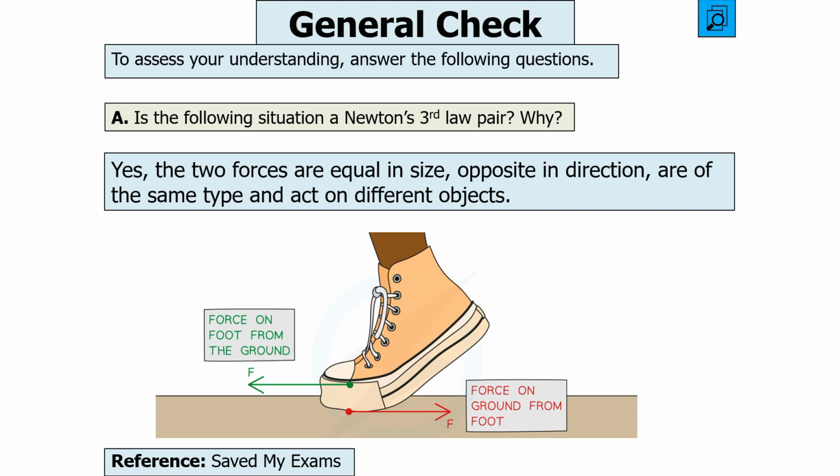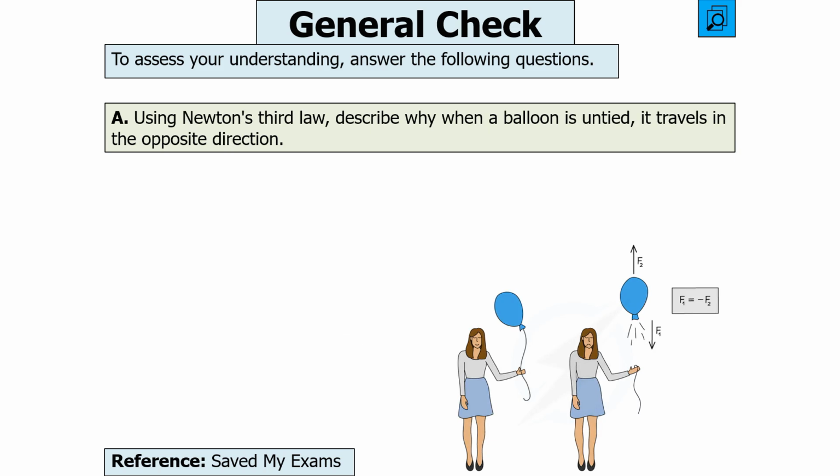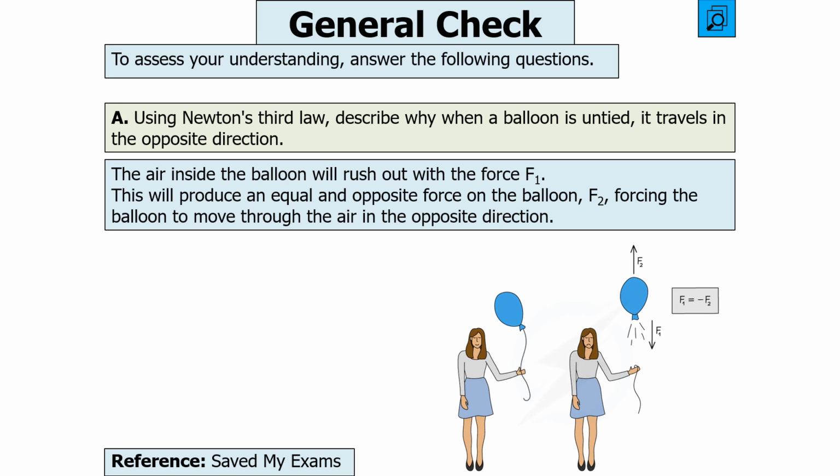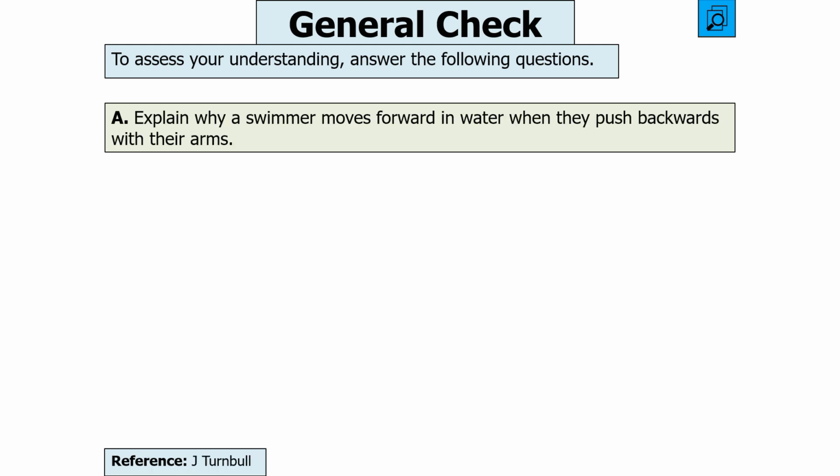Using Newton's third law, describe why when a balloon is untied, it travels in the opposite direction. So pause the video now, then unpause the video when you want to go through your answer. Well, the air inside the balloon will rush out with the force of F1. This will produce an equal and opposite force on the balloon, F2, forcing the balloon to move through the air in the opposite direction.